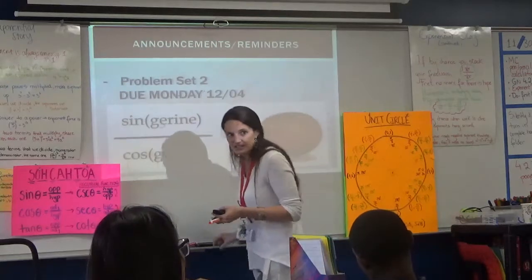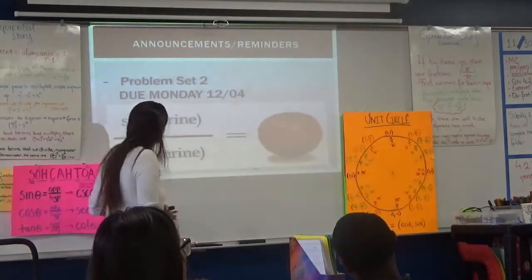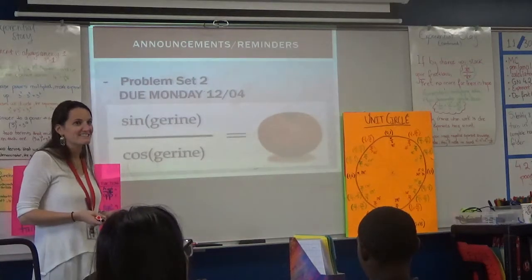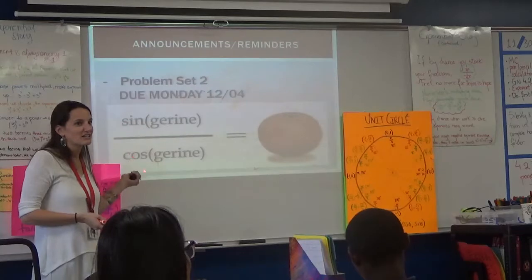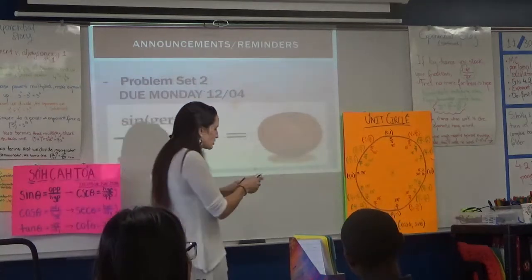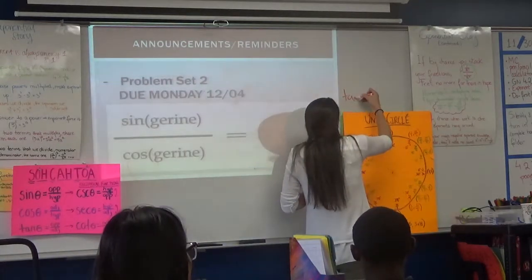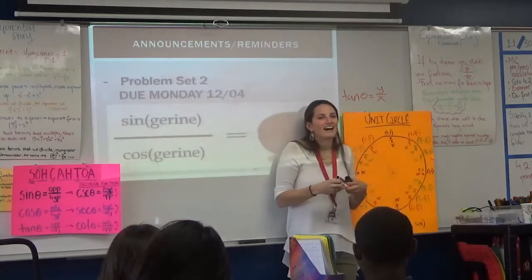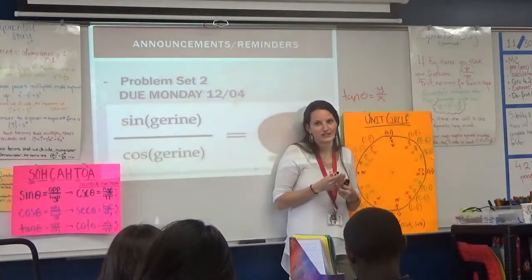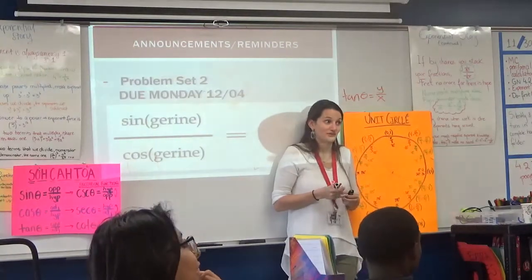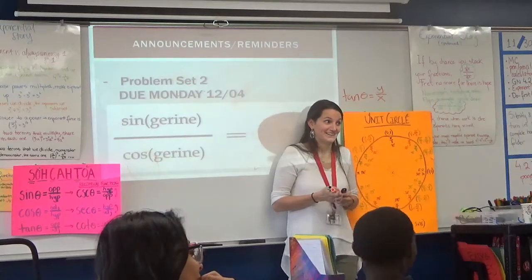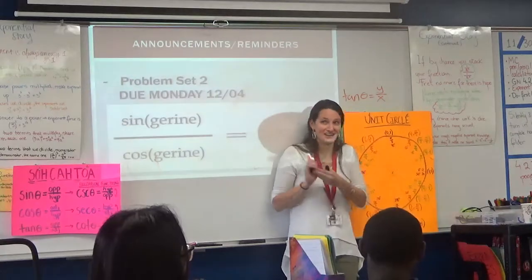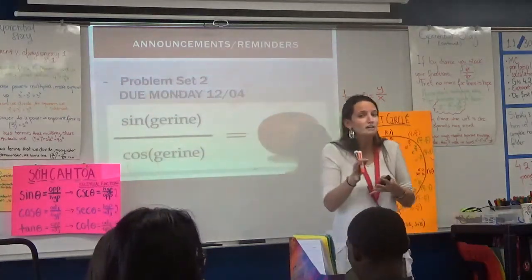However, your quiz is... oh, by the way, sine gerene over cosine gerene is equal to? Tangerine. Get it? Sine is y, cosine is x, and yesterday we learned tangent is equal to y over x: tangerine, sine gerene, cosine gerene. That was creative. Pretty fun. Someone was laughing.